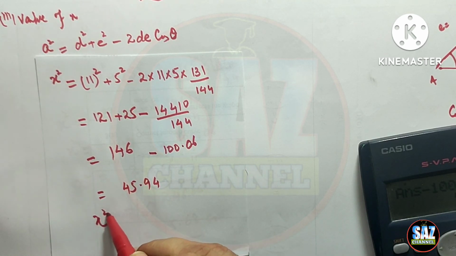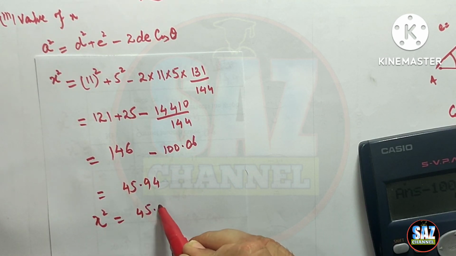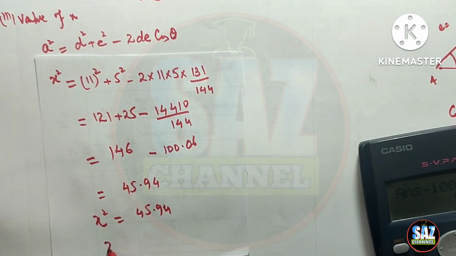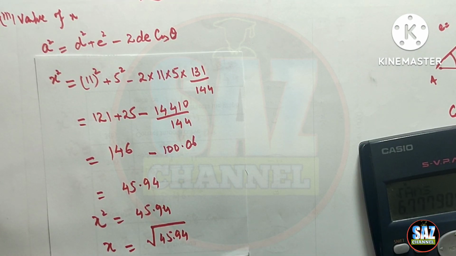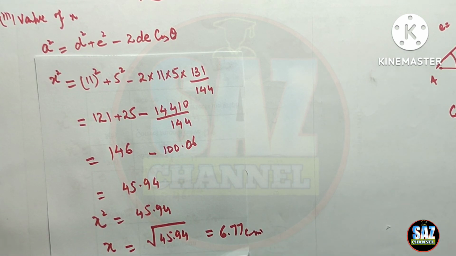x square equals 45.94, and in order to get the value of x, we have to take the square root. The square root of 45.94 is 6.77 centimeters. I hope you are clear about this question.